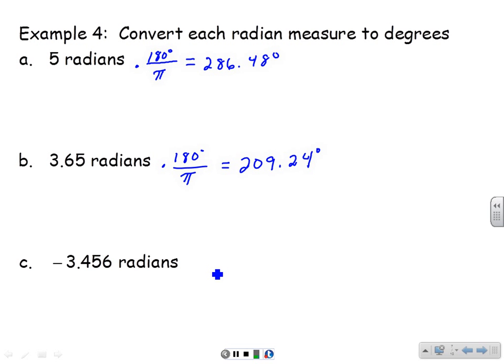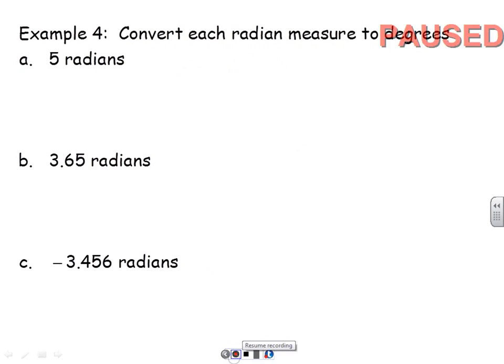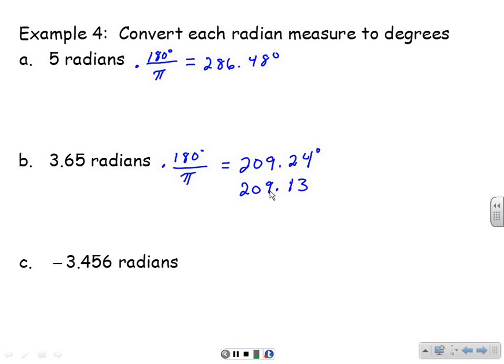the decimals are going to be off a little bit. So if you actually use the pi button instead of 3.14, you are going to get 209.13. And most of us have the scientific calculators, so you're probably going to get this answer instead of the 0.24. Again, if you use 3.14, you're rounding, whereas if you use the pi button in your calculator, you're not rounding until the very end. So it is going to make it a little bit different.